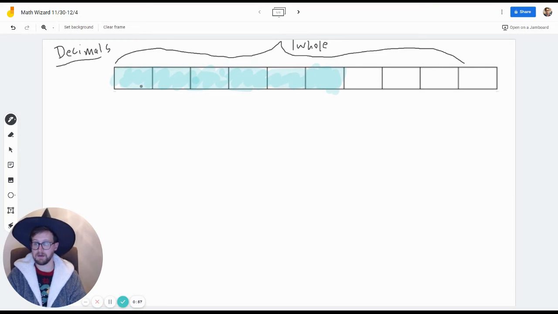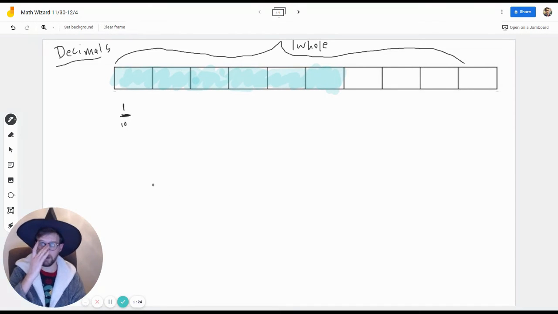Well, we'd count how many boxes there are in all, because that's going to tell us our denominator. How many does it take to make a whole? We have 1, 2, 3, 4, 5, 6, 7, 8, 9, 10. There are 10 of these little boxes in a whole, and each of these is one of those boxes. So each of these is 1/10.